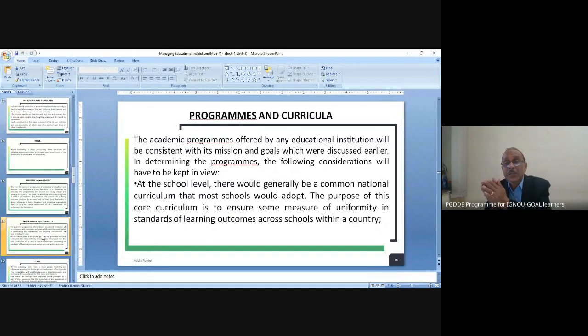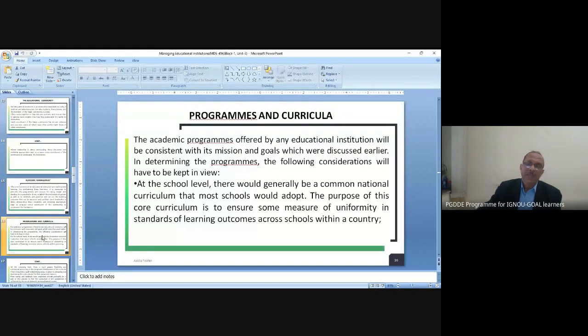If your institution's vision is to create good human beings or good political leaders for the society, you create programs of that kind. That's where the relation between the programs and your institutional mission, vision statement, and the goal comes in. At the school level, there would generally be a common mission. And actually, we are putting more emphasis on college and higher education. At school level, many governments have a common national curriculum, and most schools adopt it, maybe with a few changes. The purpose of this core curriculum is to ensure a measure of uniformity in the standards of learning outcomes across schools within the country.